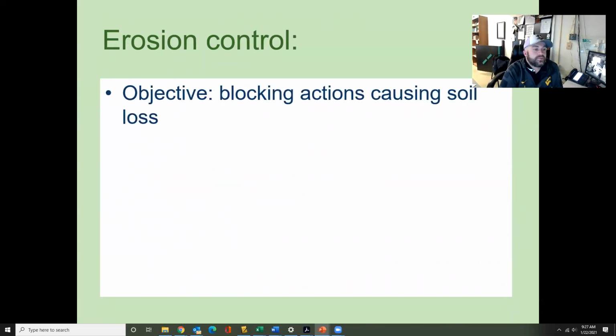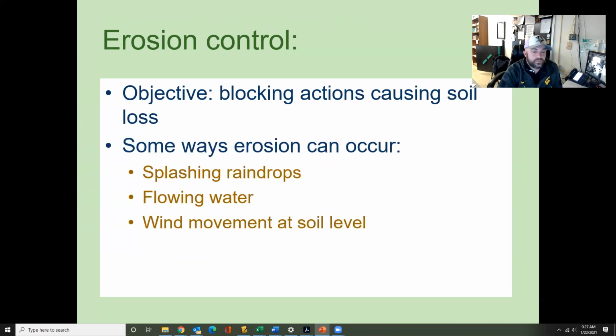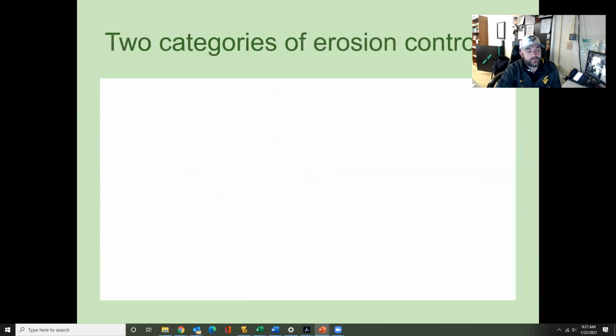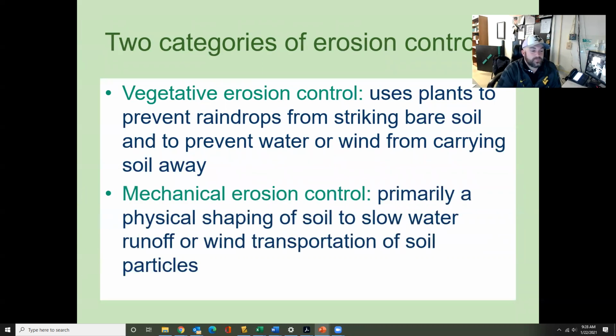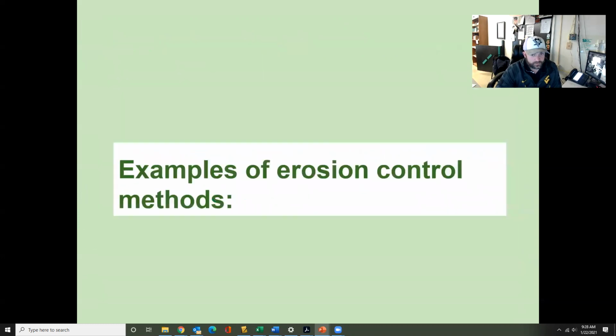Erosion controls, objective: blocking actions causing soil loss. Some ways erosion can occur are splashing raindrops, flowing water, wind movement at soil level. So, two categories for erosion control. We have vegetative erosion control, which uses plants to prevent raindrops from striking bare soil and to prevent water or wind from carrying soil away. And then we also have mechanical erosion control, which is primarily a physical shaping of soil to slow water runoff or wind transportation of soil particles.